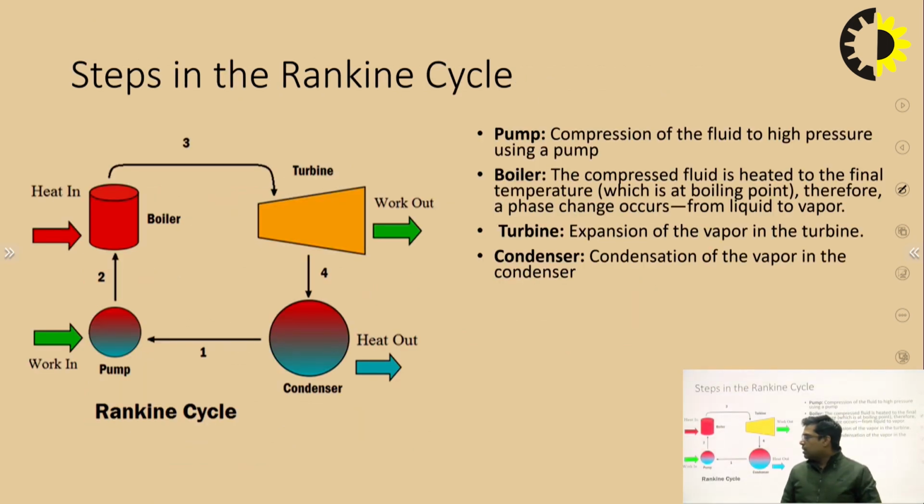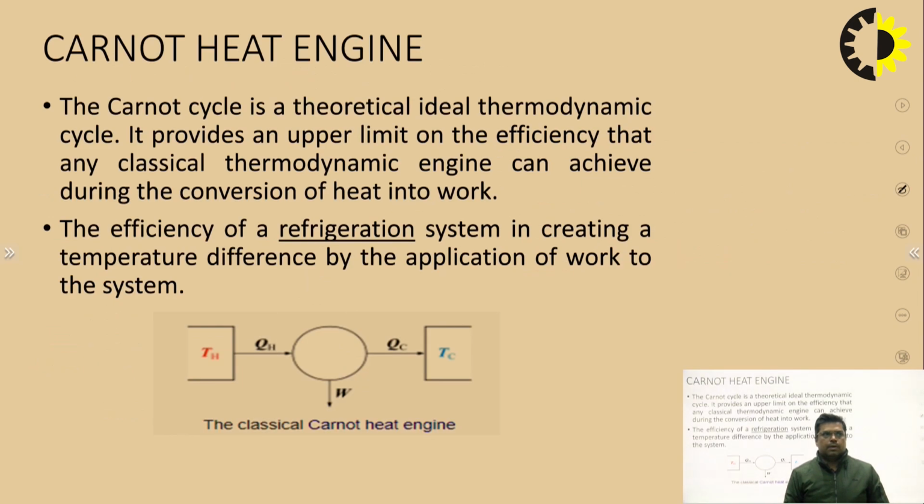Further, I will explain the complete steps of the Rankine cycle with respect to the thermal power plant, that is pump, boiler, turbine, and condenser. The pump is used to compress the fluid to high pressure. In the boiler, the compressed fluid is heated to the final temperature for the work done. The turbine expands the vapor, and in the condenser, the vapor is condensed into water. These are the processes we generally carry out in a coal-based thermal power plant.